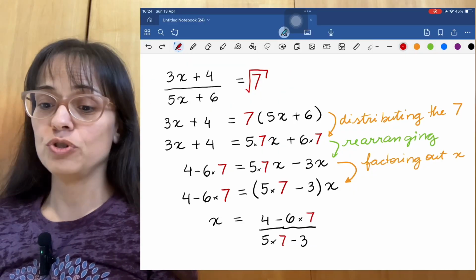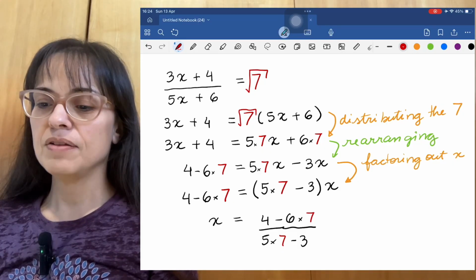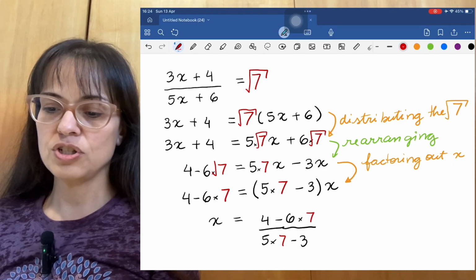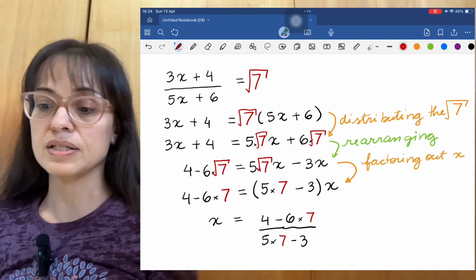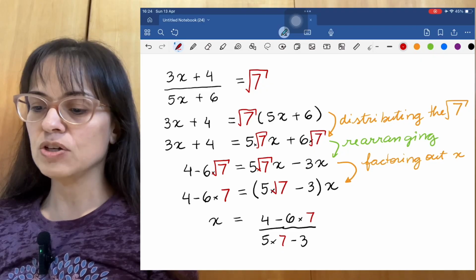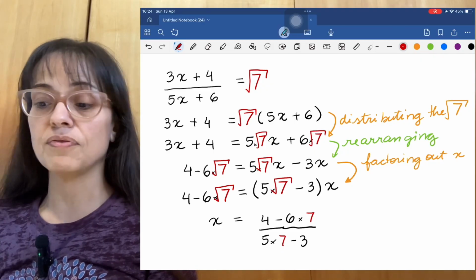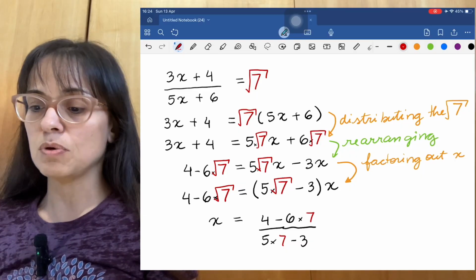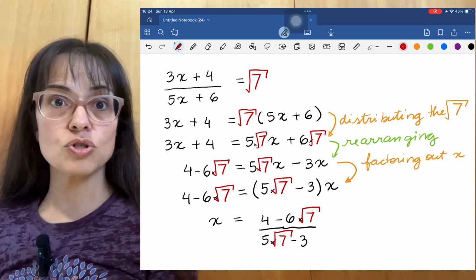Well, hopefully what you would do is multiply both sides of the equation by this denominator, and then you would distribute the square root of 7, rearrange the terms, leaving both terms that contain an x on the right-hand side. Then you would factor out that x, leaving everything else on the left side. And then finally, you divide both sides of the equation by the number that is multiplying the x, which happens to be 5 root 7 minus 3.